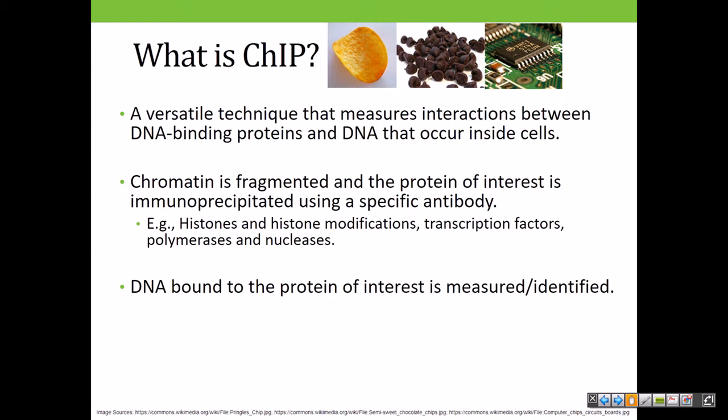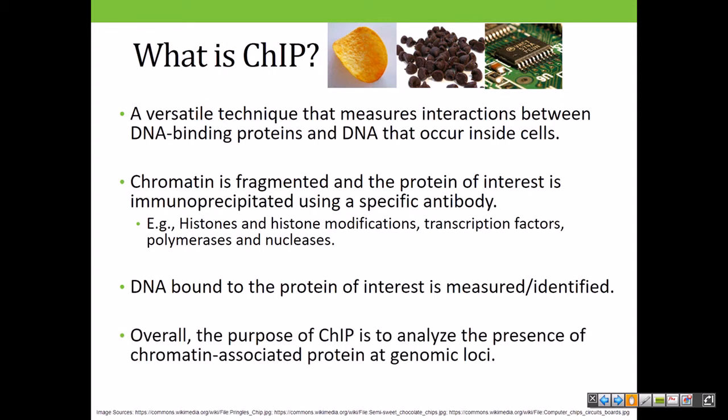We then isolate and identify that piece of DNA. And ultimately, the purpose of ChIP is to analyze the presence of a chromatin-associated protein at a particular locus or loci. All right, so what are the general steps of ChIP?